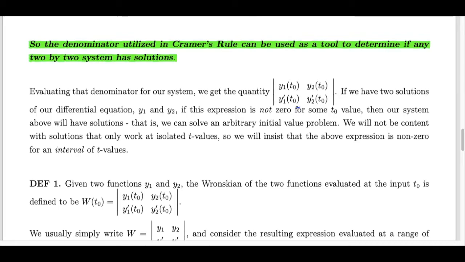We don't actually just want solutions for some isolated t sub 0 values. So we want this expression to be non-zero on an interval of t values. So this little 2x2 determinant built from the components of our system of equations is exactly the tool that we can use to check if two solutions are nice enough or distinct. Basically, if two solutions form a fundamental set of solutions for our differential equation.